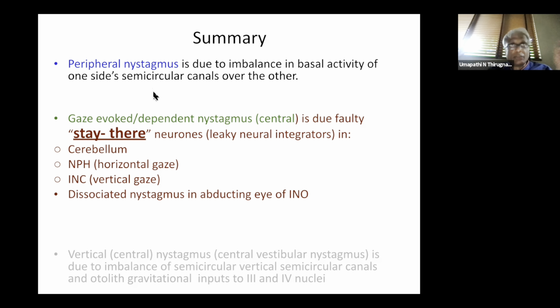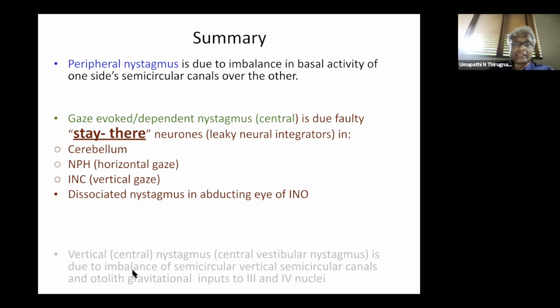So the second part of the talk, we talked about two types of nystagmus: peripheral nystagmus, and we went through the key features. None of it needs to be memorized as long as you can do the vestibular dance right in front of you, and that will tell you that it's due to an imbalance in the vestibular system. That's it. This imbalance can only give you certain key features, and we talked about four key features. Now, central nystagmus, on the other hand, is gaze dependent or gaze evoked, both synonymous terms, and the pathology is due to stay-there neuron dysfunction. The dysfunction can be in one of the nuclei scattered in the brainstem or in the cerebellum. This is the part that you need to remember, that central nystagmus is due to stay-there neurons.